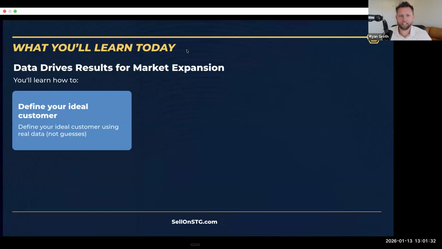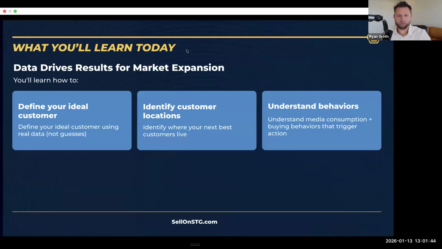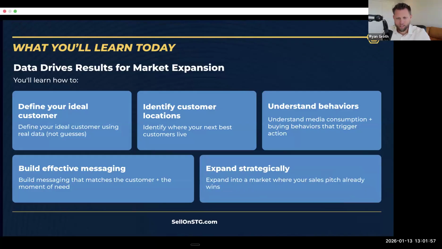What you're going to learn today is that data drives results for market expansion. You'll learn how to define your ideal customer and not guess. You're going to learn how to identify customer locations, which is quite a tricky scenario that people miss a lot. Understand the behaviors of your buyers, their media consumption and things that trigger action, and build effective messaging and expand strategically. This is what you will learn today.